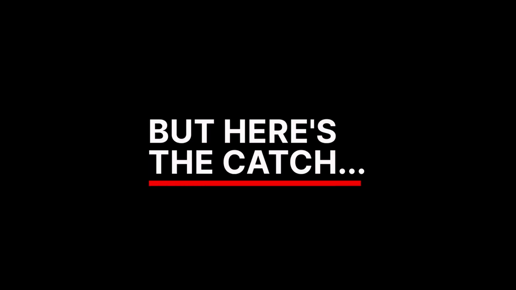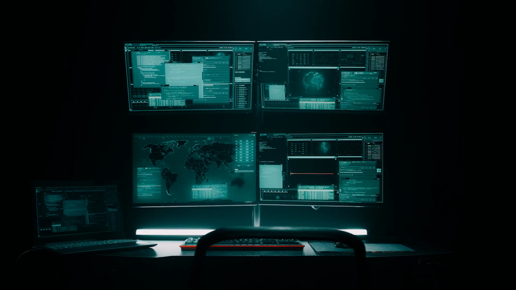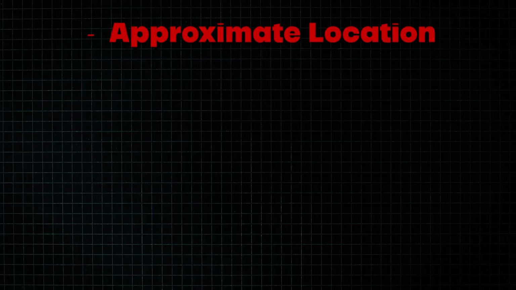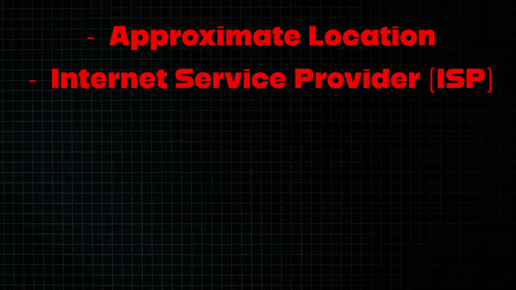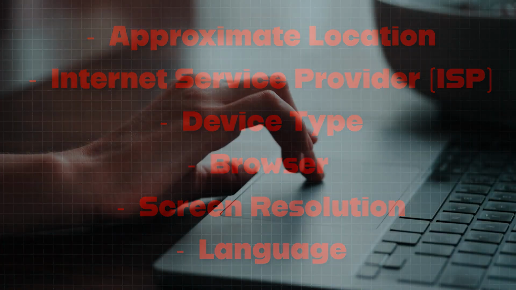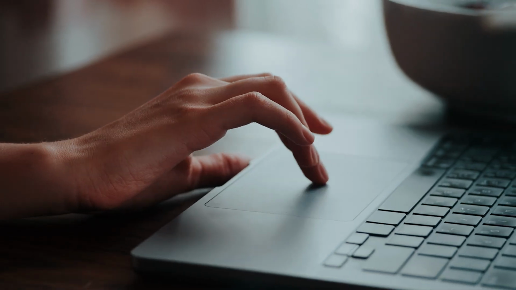But here's the catch. If the person who controls that link is using a logger, they can see that IP address and everything that comes with it. Depending on how advanced the logger is, it can grab a lot more than just your IP address, like your approximate location, your ISP, your device type, your browser, screen resolution, language, and so on. And of course, that's way more than most people realize they're giving away just from clicking a link.